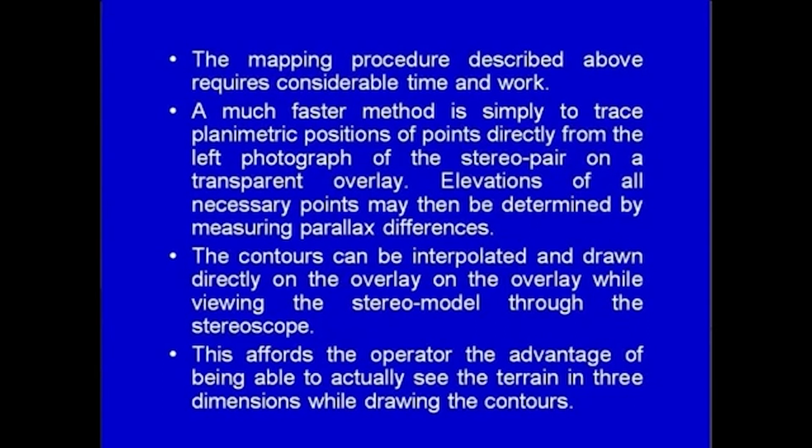A much faster method is simply to trace planimetric positions of points directly from the left photograph of the stereo pair on a transparent overlay. Elevations of all necessary points may then be determined by measuring parallax differences. The contours can be interpolated and drawn directly on the overlay while viewing the stereo model through the stereoscope. This affords the operator the advantage of being able to actually see the terrain in 3 dimensions while drawing the contours.